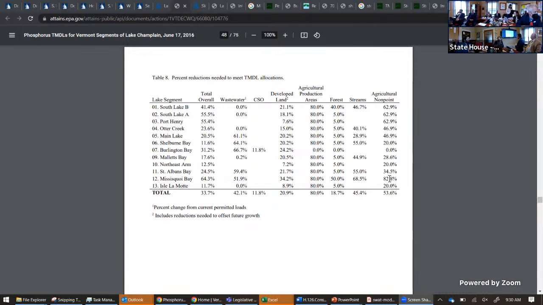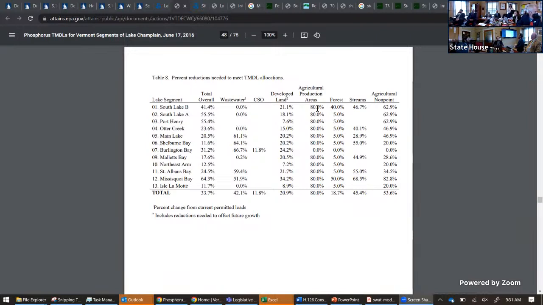We can see the ag non-point source has a very heavy lift, and the agricultural production area has an 80% reduction, as that is what EPA applied to the Agency of Agriculture, the state of Vermont's non-point source program, which says you can't have a discharge. Well, what does that look like? That's going to be an 80% reduction when the farm is found to be compliant with the required ag practices. And that's what we do.